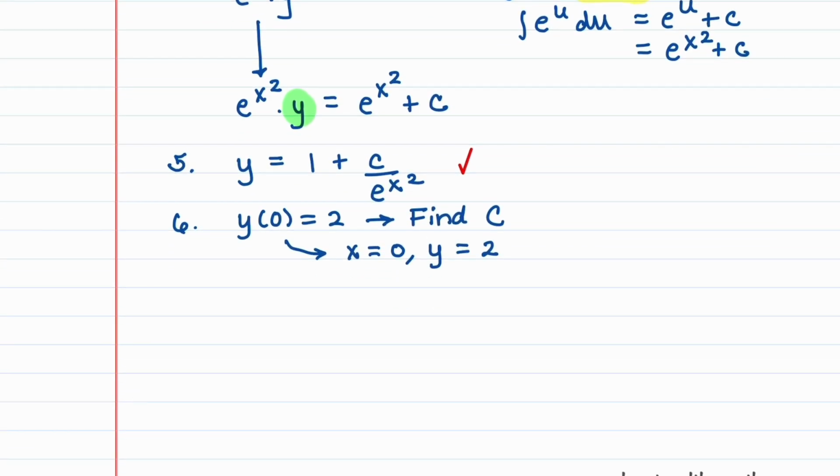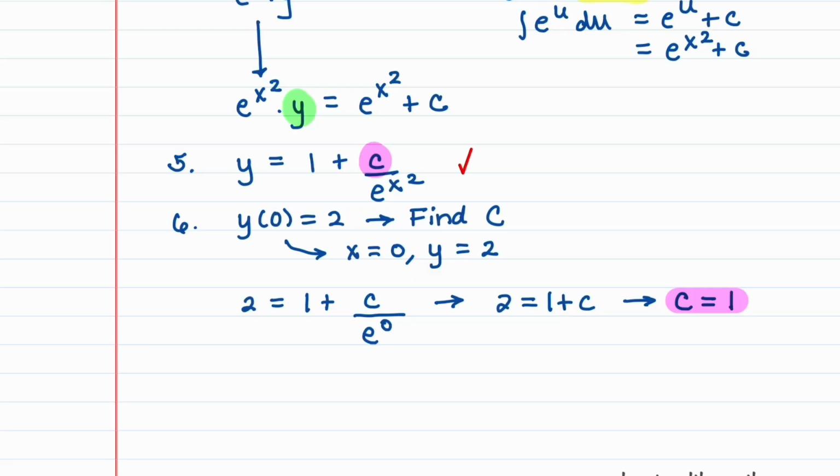So back up in the equation in step 5, we are going to substitute in that y is 2 and x is 0. On the left, we get 2, and then on the right, we get 1 plus c, that's what we're trying to find, over e to the x squared, so that's e to the 0. So this is just 2 is equal to 1 plus c, and we can see easily that c is equal to 1. Now we're going to take this solution and plug it back up into our equation for y.